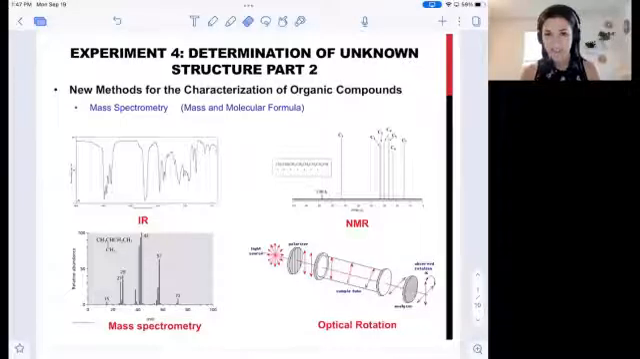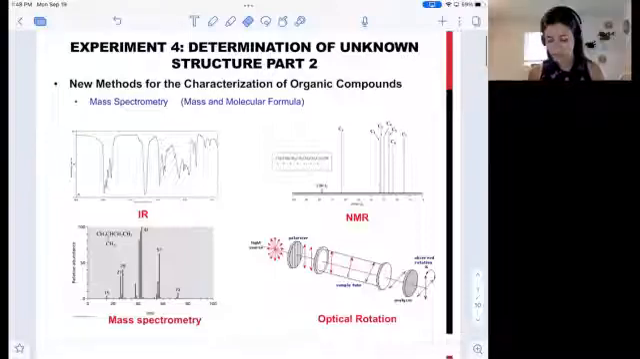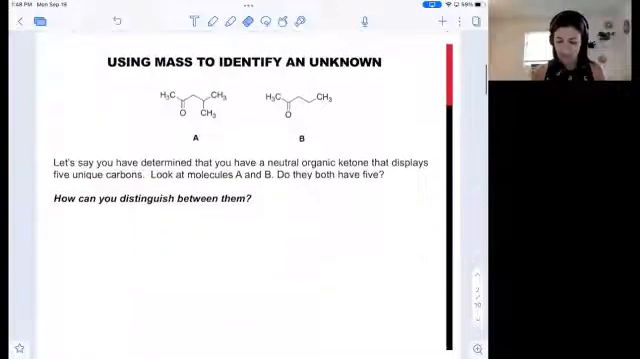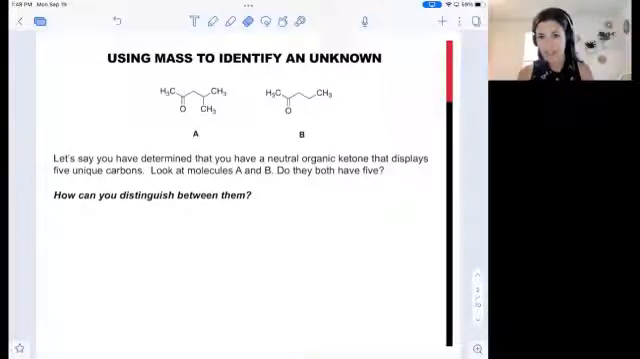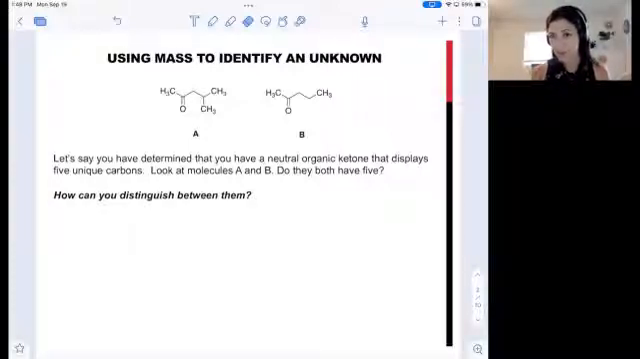In this video, we'll explore how we could use mass spectrometry data to learn about the mass and therefore molecular formula of organic substances. As you're approaching your unknown identification in week 4, you may know the functional group present and the unique types of carbons, but you still may not be able to narrow down your list to just one possibility. Consider molecules A and B.